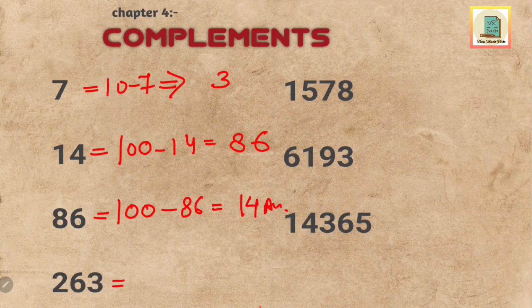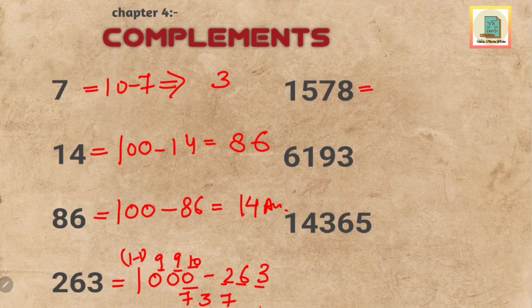Now let's find out the complement of 263. Since 263 is a three-digit number, the next primary base to 263 will be 1000. So 1000 minus 263. For subtraction, we can use the first method, which is all from 9, last from 10, method 1. So here, the last digit from 10 and the rest all from 9. 10 minus 3 gives you 7. 9 minus 6 gives you 3 and 9 minus 2 gives you 7. So the complement of 263 is 737.